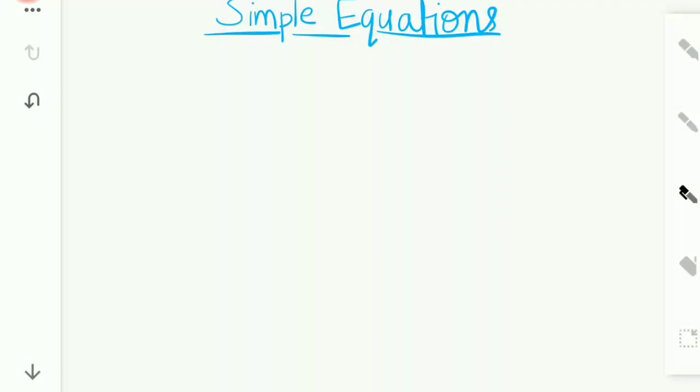So these were the simple equations solving methods. Try exercises from NCERT and NCERT exemplar, and we'll take word problems based on simple equations in the next video.